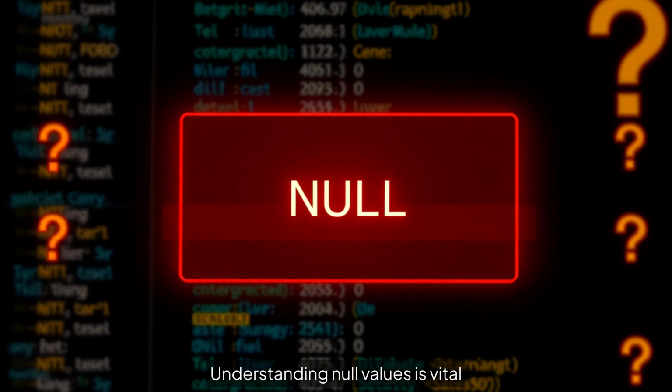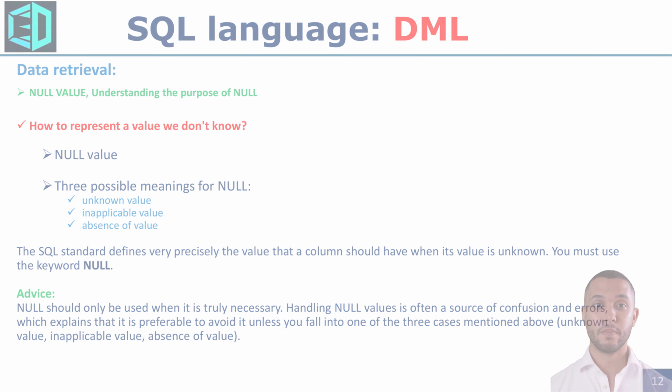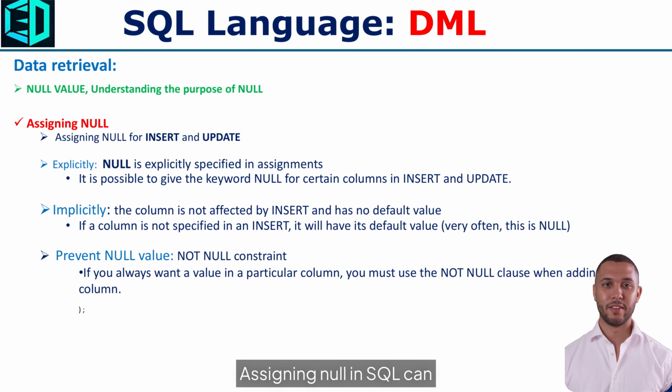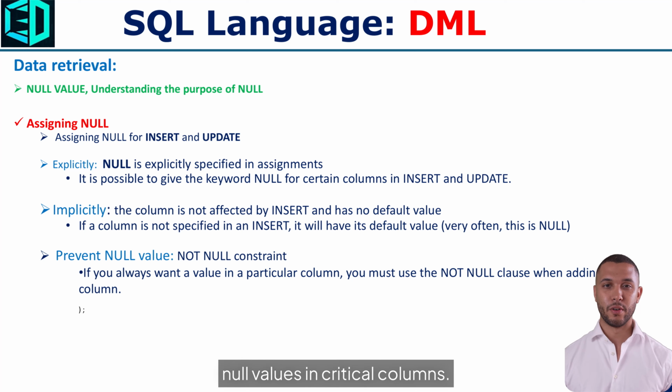Understanding NULL values is vital in SQL. NULL represents unknown, inapplicable, or absent values. Use it cautiously to avoid confusion and ensure data integrity. Assigning NULL in SQL can be explicit or implicit. Use not NULL constraints to prevent NULL values in critical columns. This maintains data consistency and reliability.